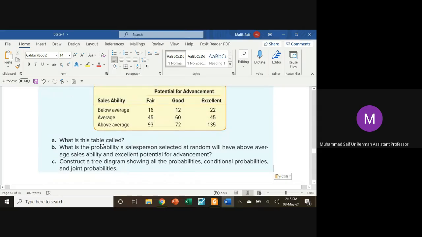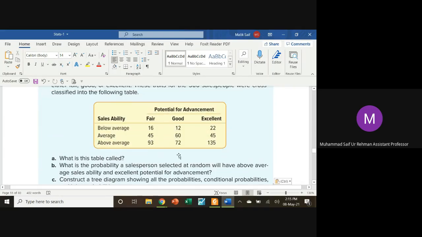What is this table called? Yes, what is this table called? Anybody? Contingency table, sir. Contingency table. You can see from your previous notes that I have solved an example where I have used contingency table to find out the probabilities.